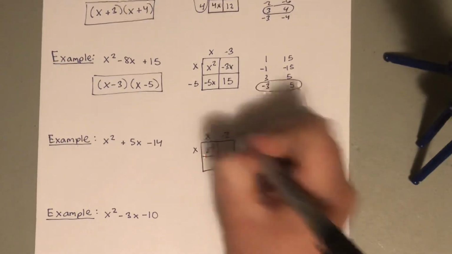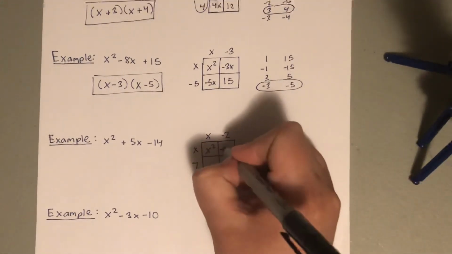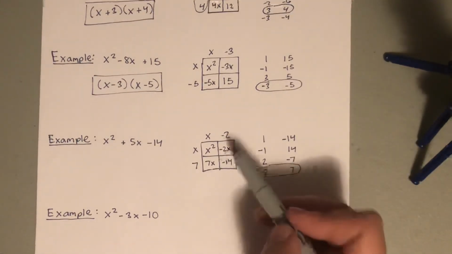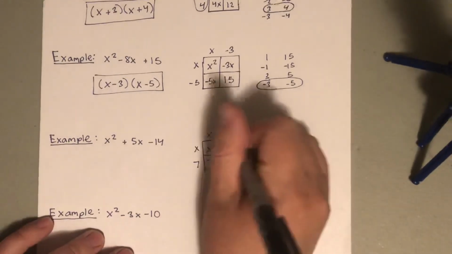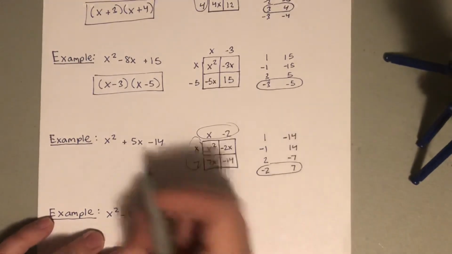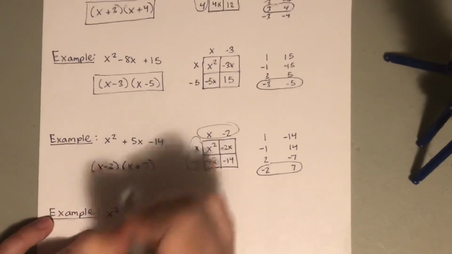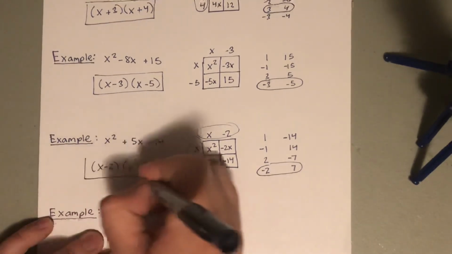So I'm going to put a negative 2 on one side and a 7 on the other. That would give me a negative 2x there and 7x, which when you combine those, you do indeed get a 5x. Which means that x minus 2 and x and a positive 7, so x minus 2, x plus 7, those are my two factors.